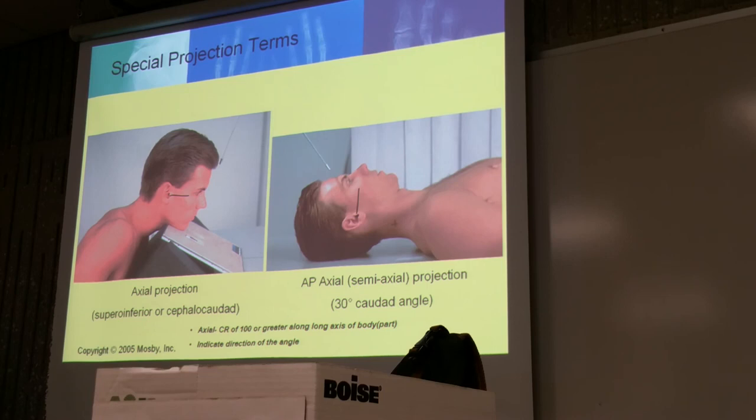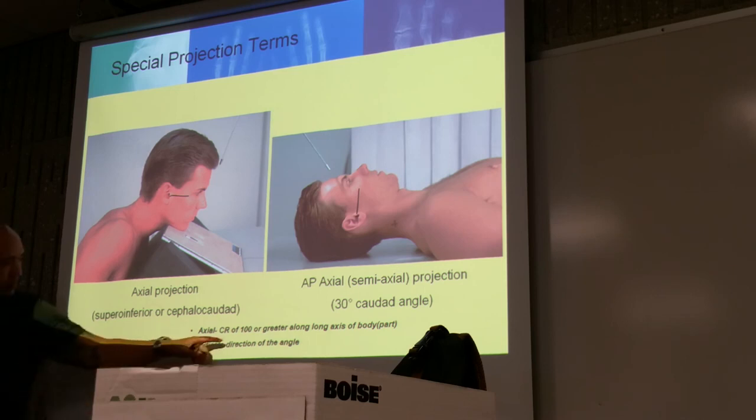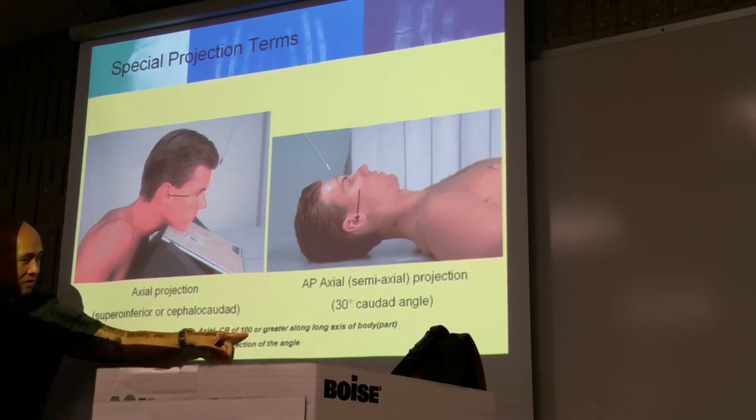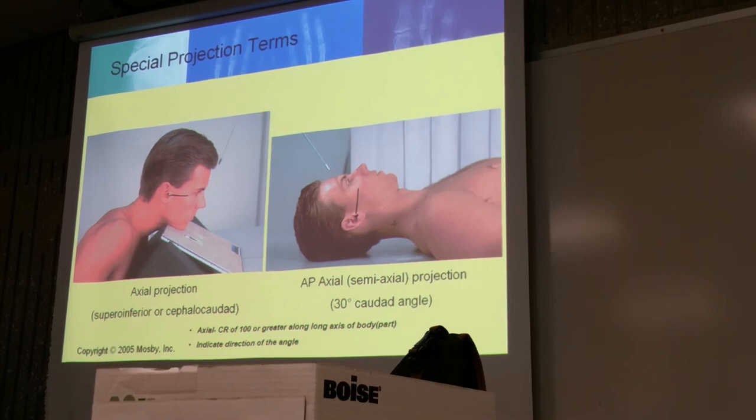All right. Special projections, an axial projection. That should say 10 degrees, not 100. An axial projection is where the central ray of 10 degrees or greater is along the long axis of the body part. I know, just bear with me, okay?